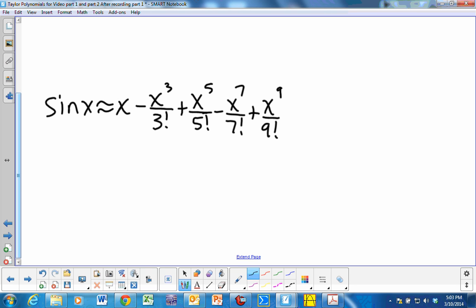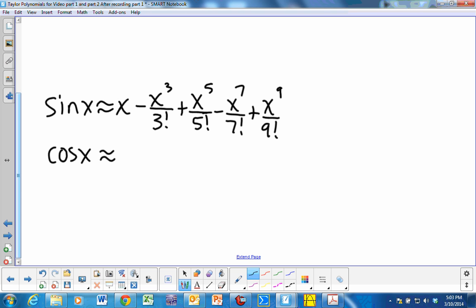Something to notice about that is that sine, if you remember, is an odd function. And you'll notice here all your powers are odd. This polynomial is also odd. Now, let's talk about cosine x then. Well, we didn't do cosine x, but guess what? Cosine is the derivative of sine.